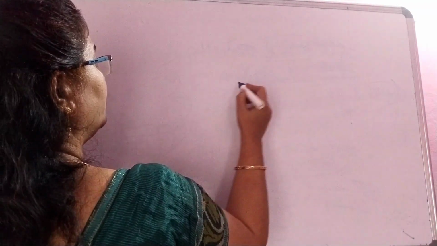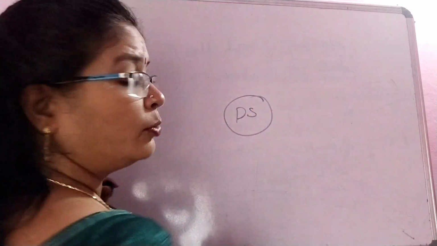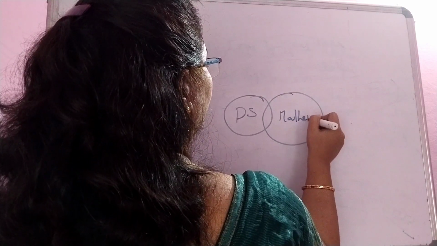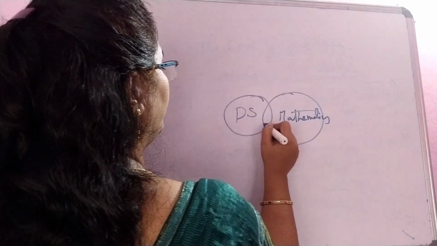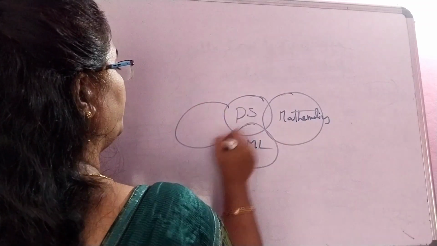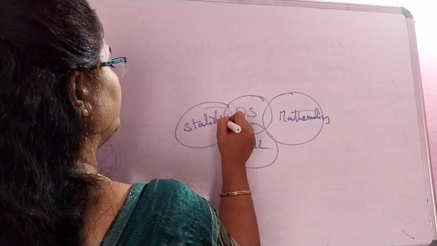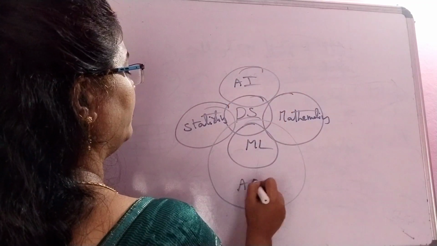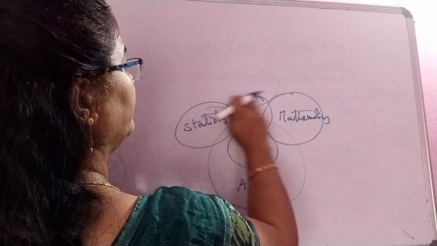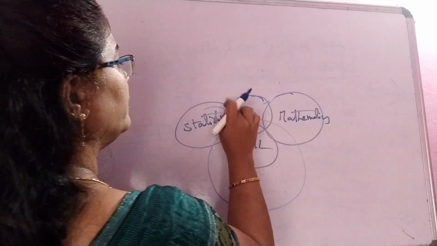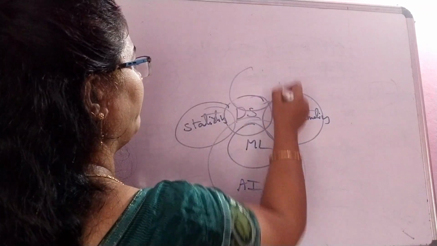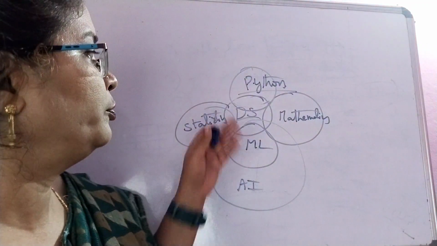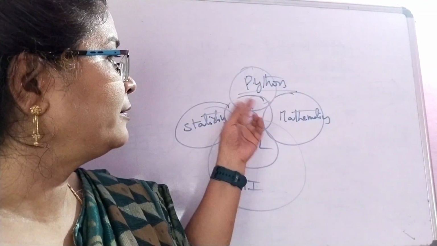Okay, so data science, if you see it as the center core subject, we have mathematics, we have machine learning, we have statistics, we have artificial intelligence. You no need to write like this. So these are all the part and parcel of various kinds of programming languages. Python is the most important language which is going to be used for data science. So data science is the center core element.